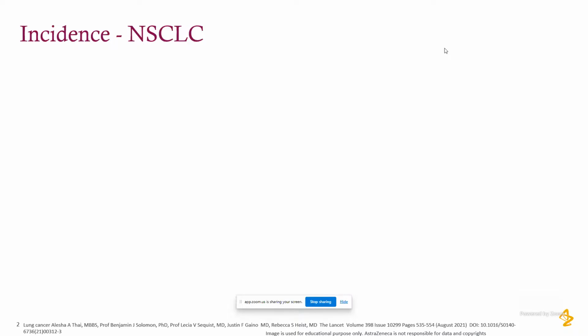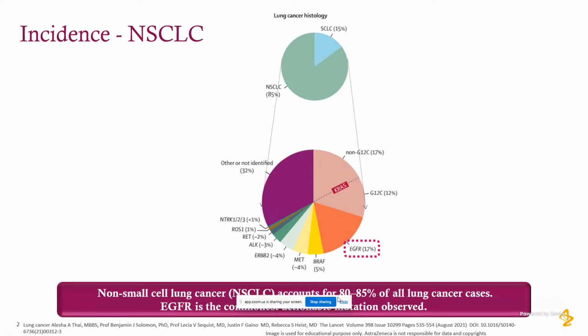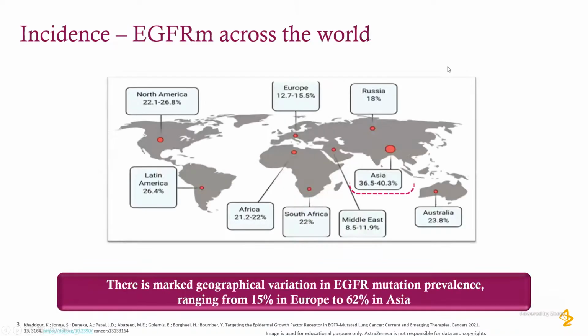Coming to the basics, we all know the incidence. We have discussed this many times: almost 85% is non-small cell lung carcinoma and 15% is small cell, and the main mutation burden in metastatic non-small cell lung carcinoma will be EGFR. This data is from Western data, and it is 17%. The others are BRAF, MET, and we have already seen this in the previous discussion. So almost 80 to 85% is non-small cell, and EGFR is the most common variant.